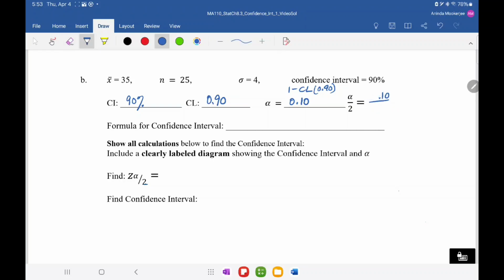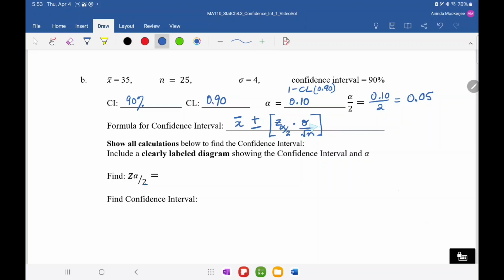Right? It's 0.10 divided by 2. So it's 0.05. That's the area on both ends of the curve. All right. The formula for confidence interval, the same that we used in the previous problem. It's going to be the X bar, the sample mean, and to it we add and subtract the margin of error, which is given by the formula Z of alpha by 2 times sigma divided by square root over n.